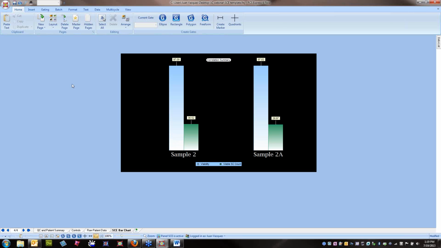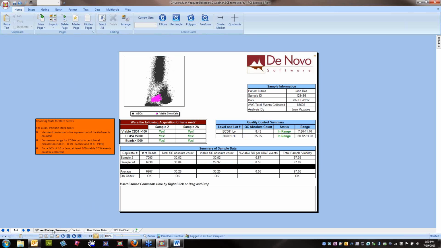Rich's presentations will show you bar charts that he's created for his experiment, and he'll be able to talk about that a little bit more and show you specifically what he's looking for in his experiment that he can get across with the bar chart. But what I'd like to do is focus a little bit on our QC and patient summary page here that we're using as a report.